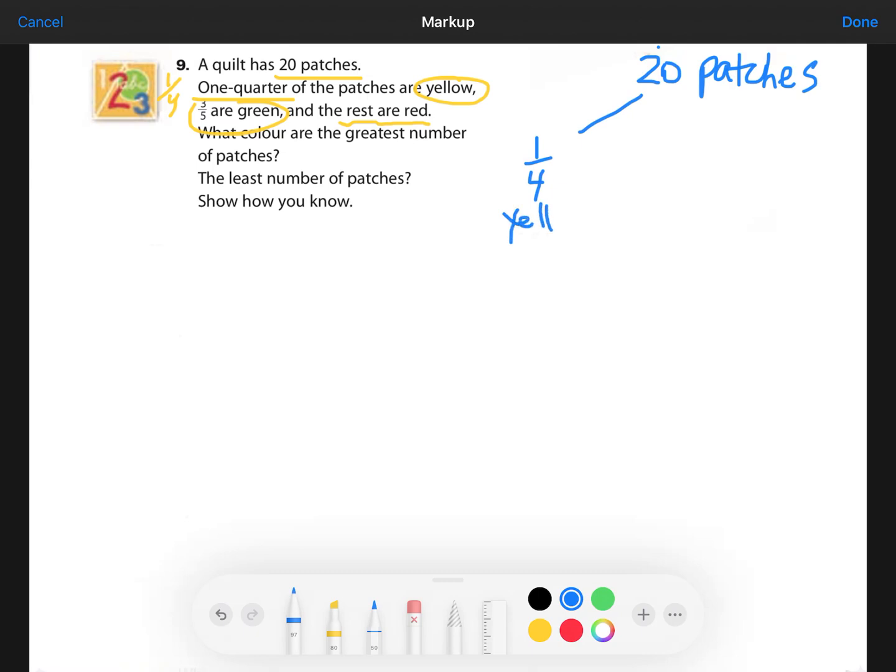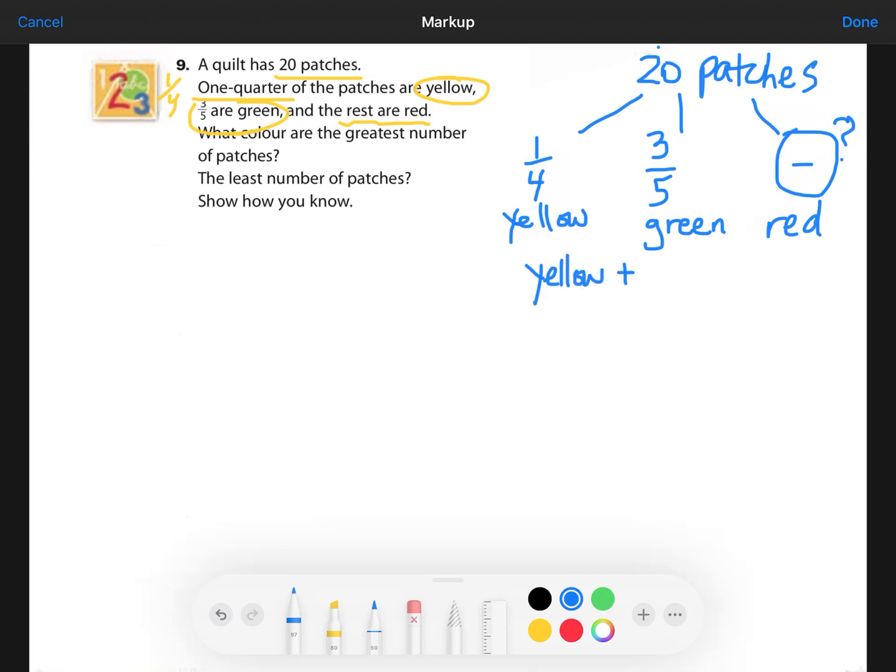1/4 is yellow. Oh, my dog is yawning. 3/5 are green, and I'm not sure what fraction is yellow or is red, but the rest are red. And I think it's safe to infer that all the yellow plus all the green plus all the red equal 20 patches. Okay.